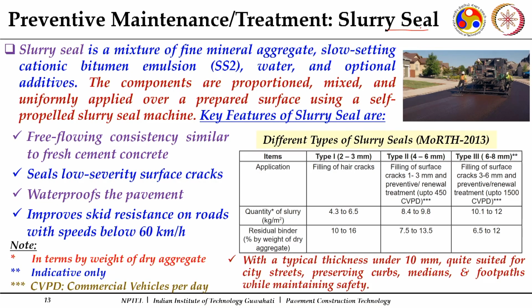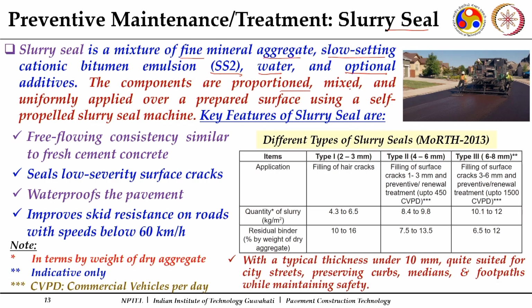Another preventive treatment is the application of slurry seal. In the case of fog spray, it was only a binder. Here it consists of fine mineral aggregates, slow setting cationic bitumen emulsion, specifically SS2 grade, along with water and some additives which may or may not be used. So the components are proportioned.